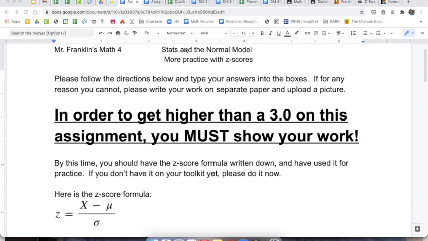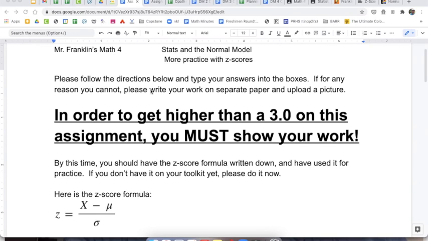This is some more practice with z-scores. This is in the chapter for statistics, specifically working with the normal model. In this assignment, please type your answers directly into the boxes and show your work. If for any reason you cannot, please write your work on separate paper and upload a picture.